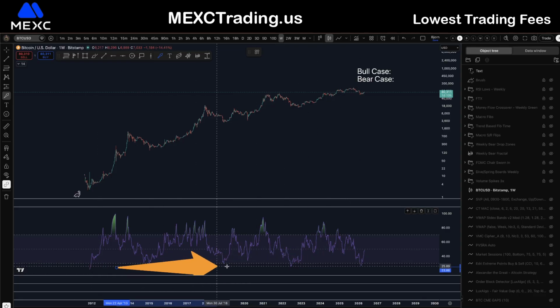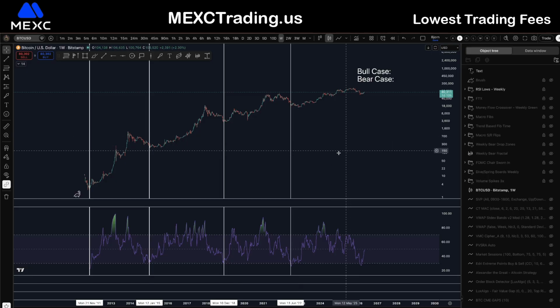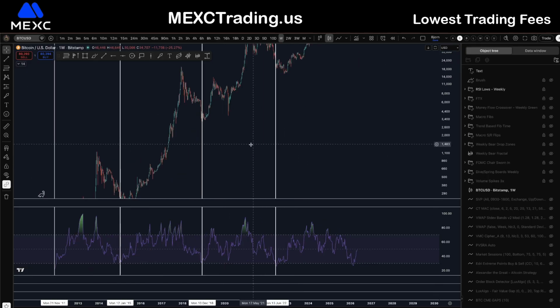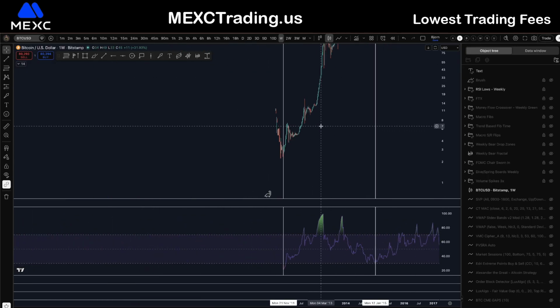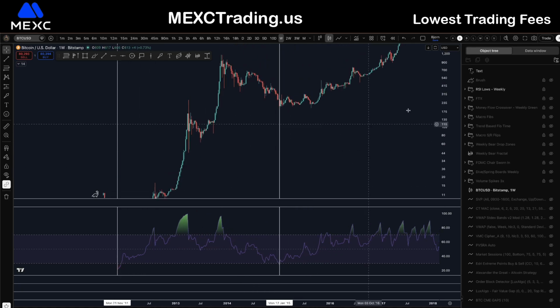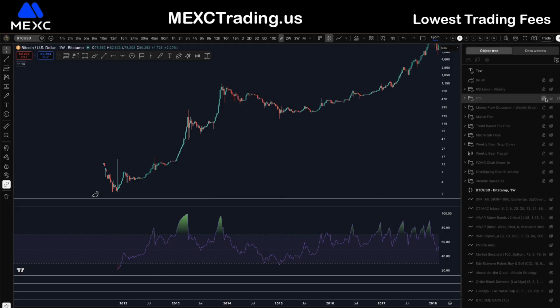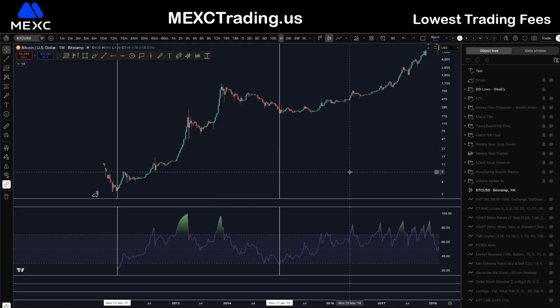I've gone through each one of these times we have touched the 30 line and have marked it out with these white vertical lines. I'll turn those back on for you now. And you can see each time that we touched those lines, I'll zoom in a little bit here, the low, that was the low. The low was in for Bitcoin. I'll turn them off a little so you can see there's some wicks down below these, but that was the low, the bottom of the bear market each time you touched the 30 line. This is a 100% stat.